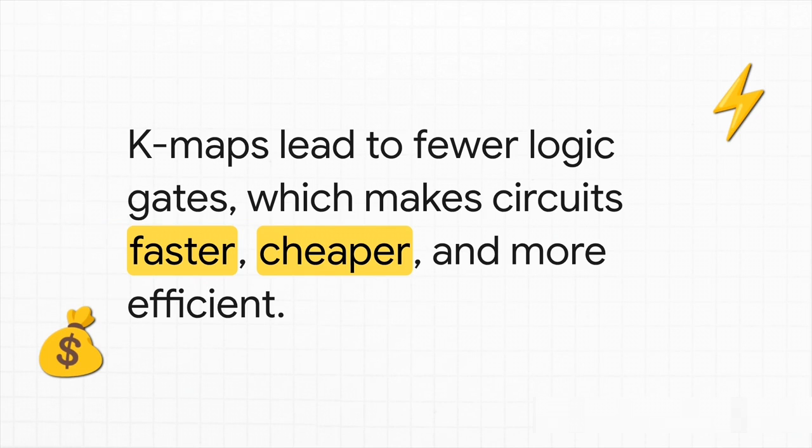So let's get to the big question. Why does any of this actually matter, like outside of a textbook? Well, it's pretty straightforward. When you have a simpler expression, you need fewer physical parts, fewer logic gates to build the actual circuit. And fewer parts means the circuits in our phones, our computers, our cars, they can be faster, cheaper to make, and they use less power. This is literally the foundation of smart, efficient hardware design.